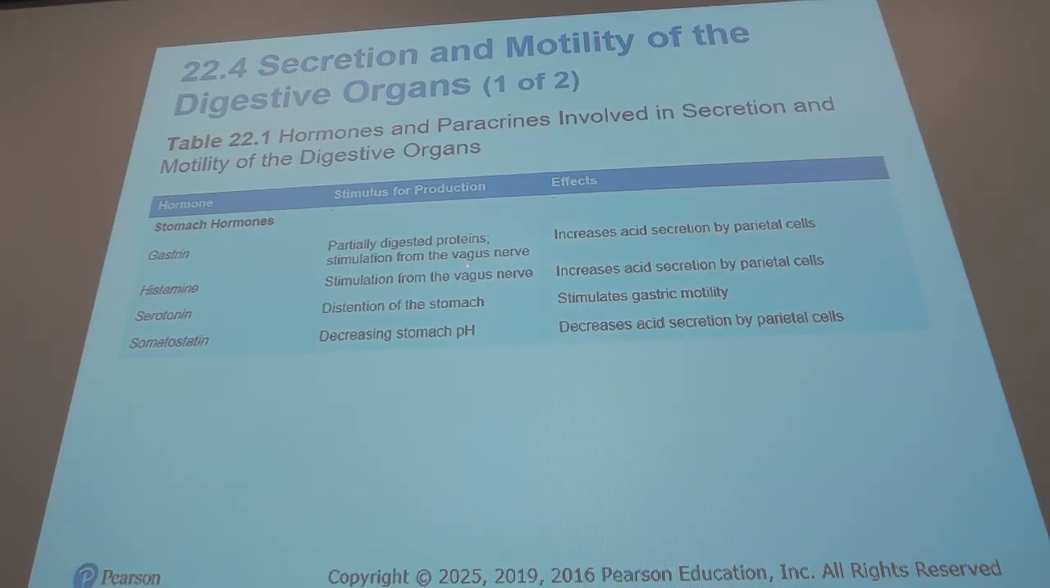Histamine is released when you stimulate your vagus nerve, and increases acid secretion by your parietal cells. Serotonin, this one is secreted when you distend your stomach. It stimulates the motility of your stomach. Somatostatin has the opposite effect, decreases the stomach pH, decreasing acid secretion by your parietal cells.